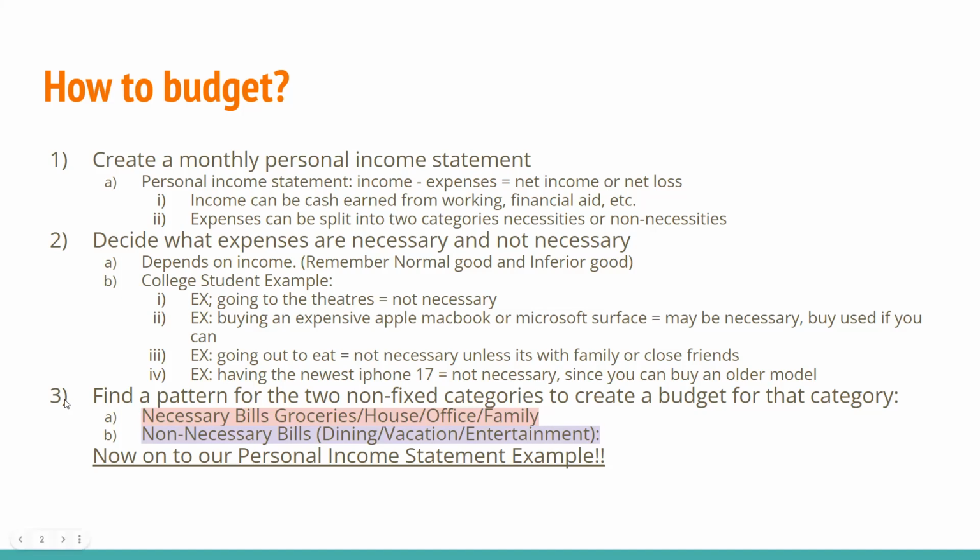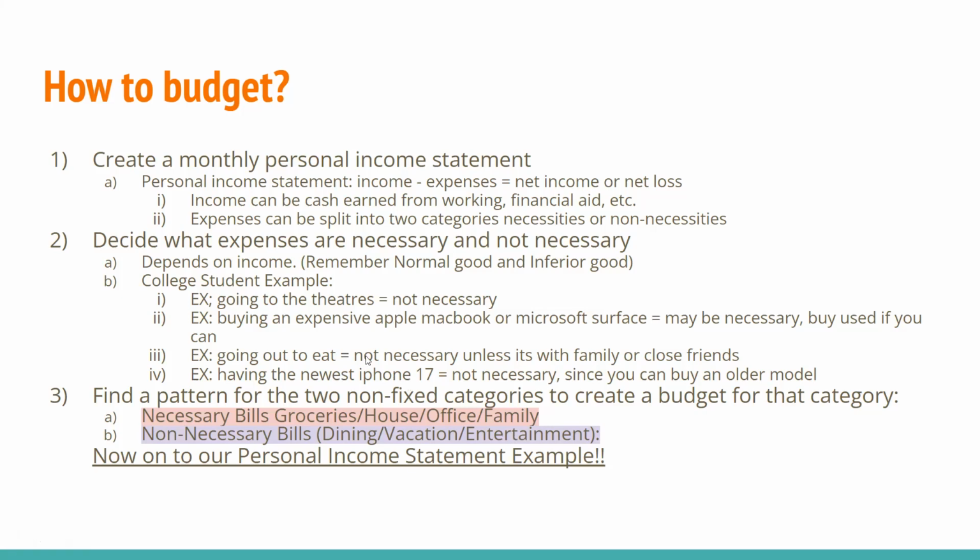Step three, this is really important, and this is one of the hardest steps, essentially. Find a pattern for the two non-fixed categories. The two non-fixed categories are A and B, necessary bills and non-necessary bills. Some examples of necessary bills are groceries, house expenses, office, family, medical. Non-necessary bills include dining, vacation, entertainment, essentially anything that you don't need. So this is important to create a budget.